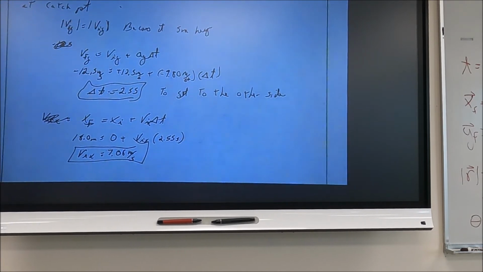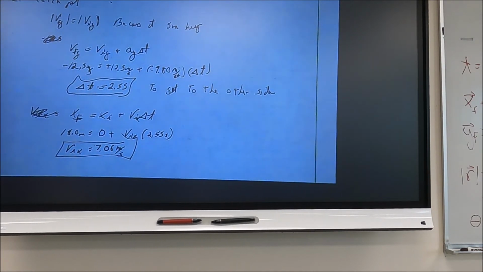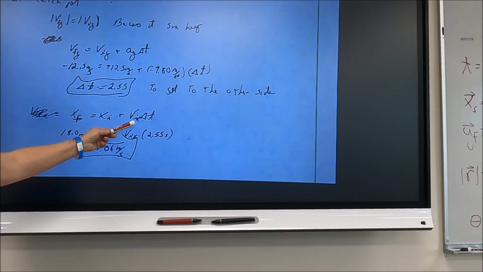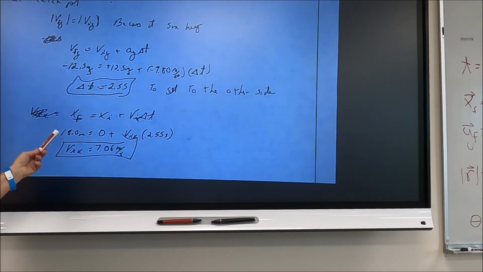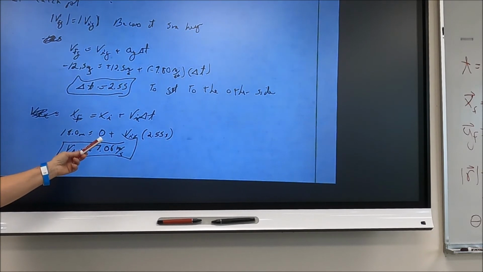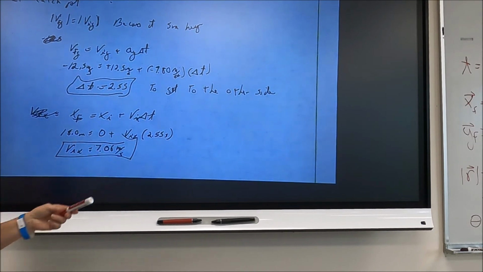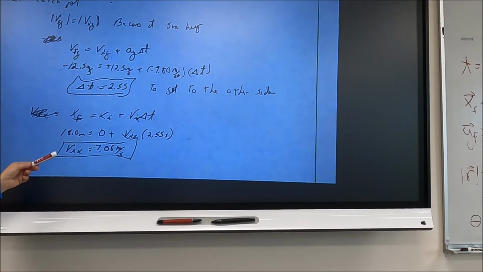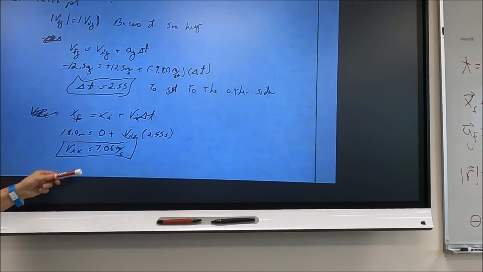I apologize, guys. Okay? Now I can say that x final equals x initial plus v initial x delta t. So 18 meters is equal to 0 plus v initial x times 2.55 seconds. So v initial x is 7.06 meters per second.